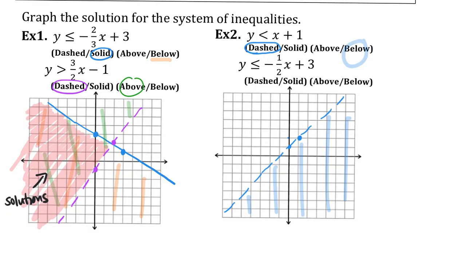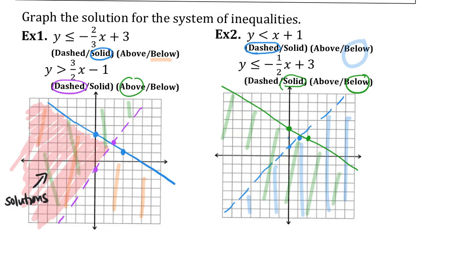Y is less than or equal to, solid, negative 1/2 x plus 3. The y-intercept's 3. Down 1 over 2, solid. This one is below. Make sure when you're checking, you start from this line, and I want to go below this line. So I'm going to do a light shade. Below, below, below.